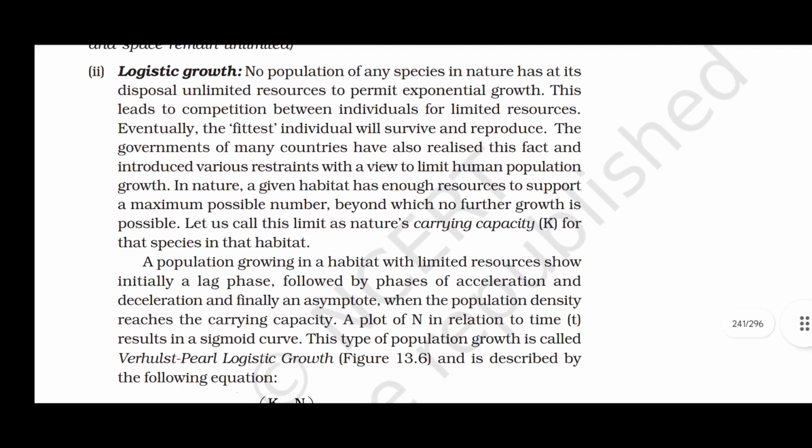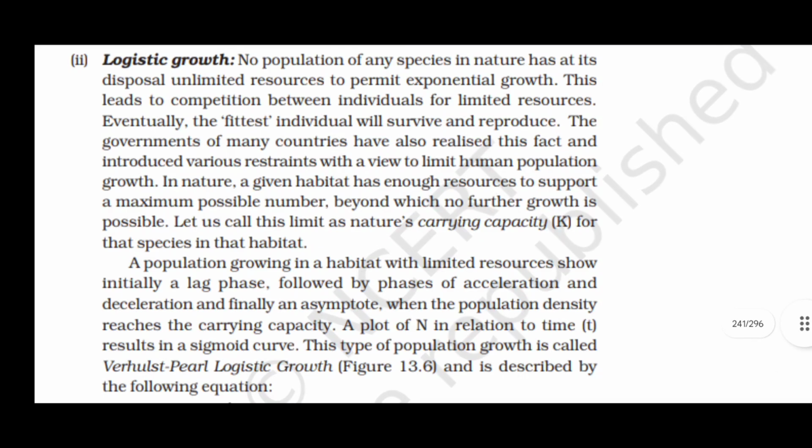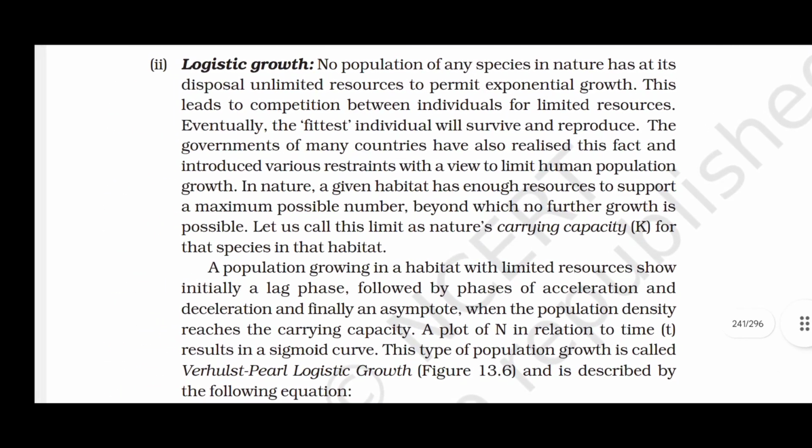Second, logistic growth. No population of any species in nature has at its disposal unlimited resources to permit exponential growth. This leads to competition between individuals for limited resources. Eventually, the fittest individual will survive and reproduce. The governments of many countries have also realized this fact and introduced various restraints with a view to limit human population growth.